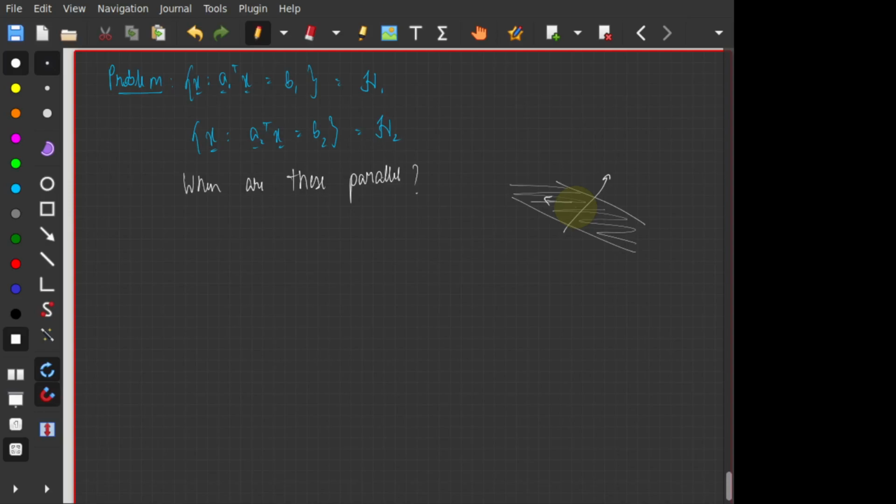You don't have to think so much, simpler. Take any 2 points. The difference between those 2 points is going to be a vector whose magnitude is equal to the distance between those 2 points, and the direction is basically whatever. So if you take any x1, x2 which lie in hyperplane H1, then what is A1 transpose (x2 minus x1)?